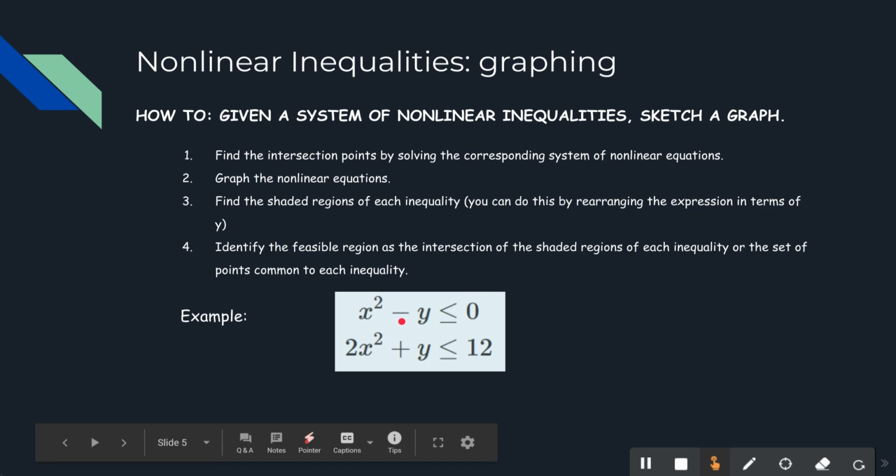So we can write this inequality as an expression in terms of x. So y is greater than or equal to x squared. We can move y to the right-hand side. Same thing with this, we can move 2x squared to the right-hand side. So we'll get y is less than or equal to 12 minus 2x squared. So we can graph those two equations and find the shaded regions of each inequality.